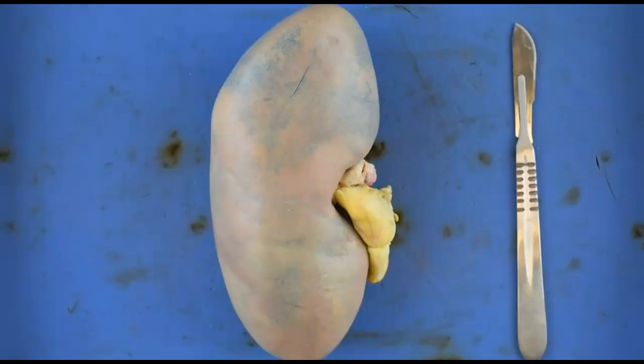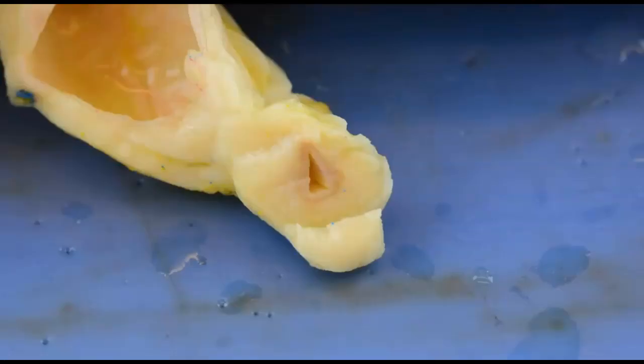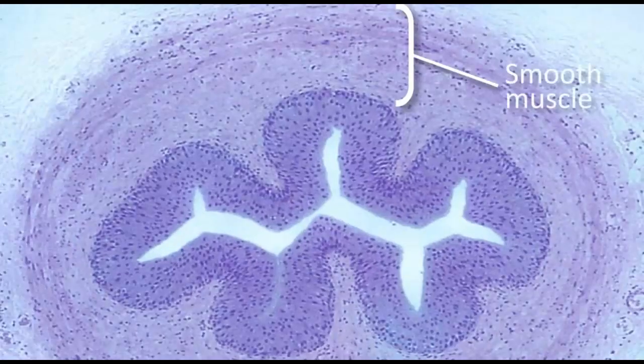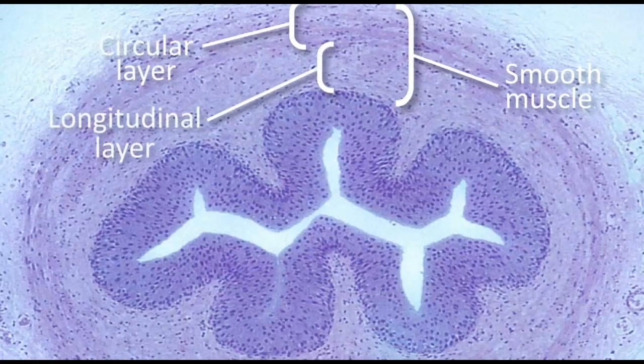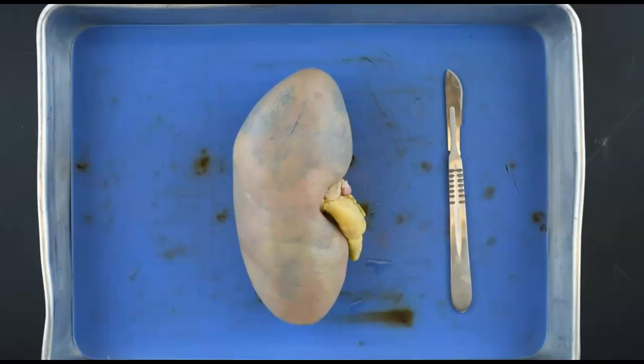A lot of the waste comes in via the renal artery and leaves via the renal vein once it's purified. Wastes are transported out the ureter and out of the body via urine. When we look at the cross-section of the ureter, we can see it is made up of smooth muscle, an outer layer called the circular layer, and a more medial layer called the longitudinal layer. The ureter is lined by transitional epithelium, very similar to the urinary bladder.